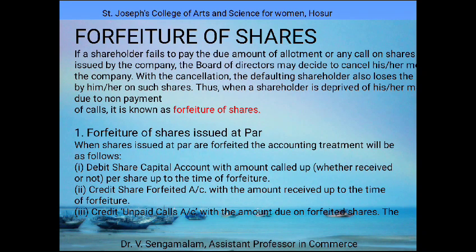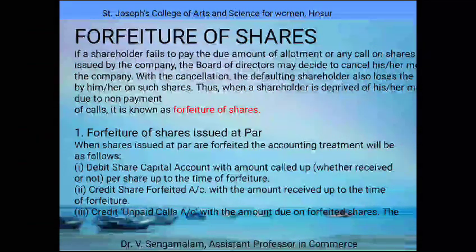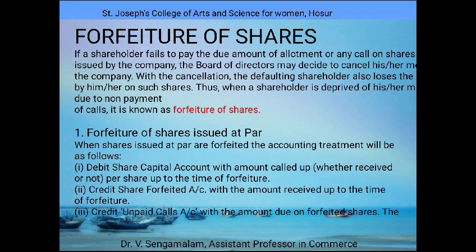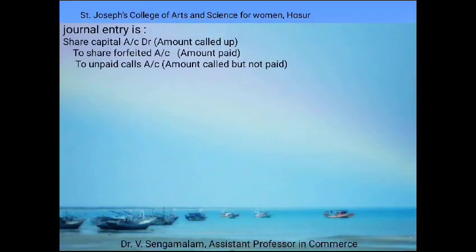Forfeiture of the shares. For unpaid calls on the shares, the company takes the shares back. If the shareholders fail to pay the due amount of allotment or any calls on shares issued by the company, the board of directors may decide to cancel the shares. With the cancellation of the shares, the defaulting shareholders lose their rights. If shares issued at par are forfeited, the journal entry is share capital account debit to shares forfeited account, to unpaid calls account.